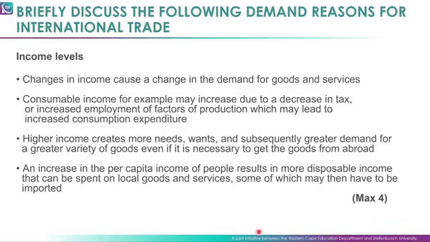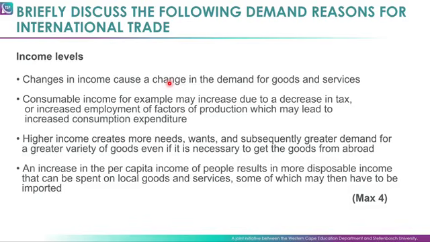Right. Here is the one question that I warned you about earlier on. The question says, briefly discuss the following demand reasons for international trade, and you've got to talk about income levels. And remember, I said to you, when you talk about income levels, you just talk about how the change in income causes a change in the demand for goods and services. Now, that's only going to give you 2 marks. It's got to be, because there's another one, for a total of 8 marks. So you've got to discuss one for 4 marks and then the other one for 4 marks.